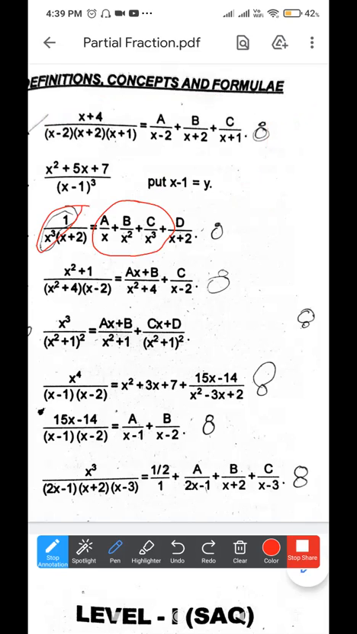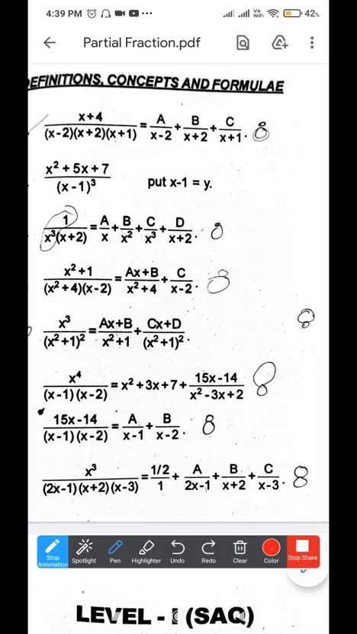And for d we will write d by x plus, because we have done this part, but this part is still left. So for this part, I am writing this. Okay, for this part, 1 by x cube, I am writing a by, b by, and c by. Okay, now x square plus 1 by x square plus 4 into x minus 2 is equal to.